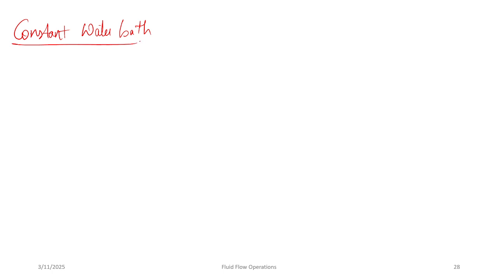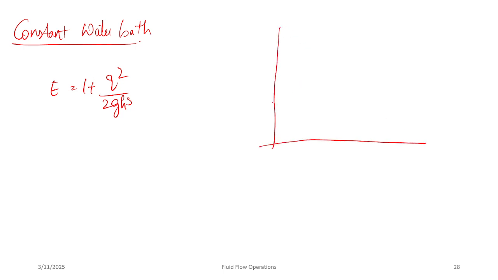Okay. So for the case of a rectangular water channel, we derived many equations, right? So let me write down this equation again. E by h is equal to 1 plus q square by 2g h cube. This is E by h, and this is q by square root of g h cube.